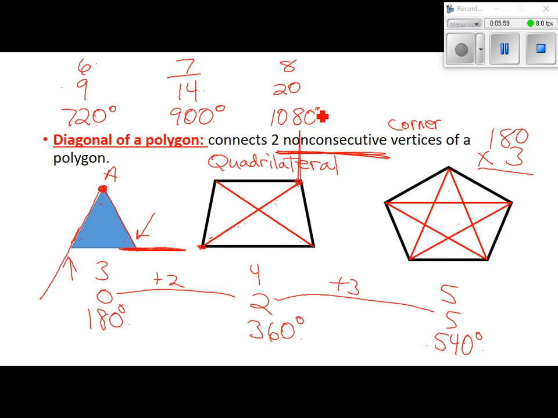As far as the diagonals go, just know what a diagonal is, the main thing. Those are diagonals for this shape. We're not going to do a whole lot with being able to draw in all the diagonals or know how many diagonals a shape has.